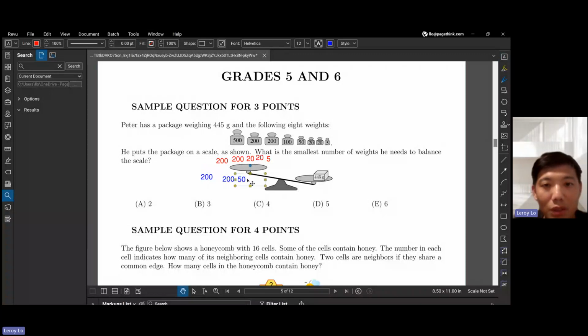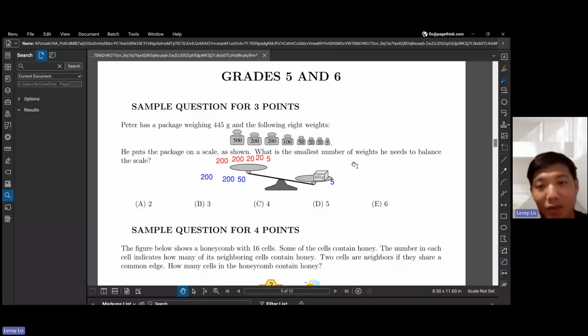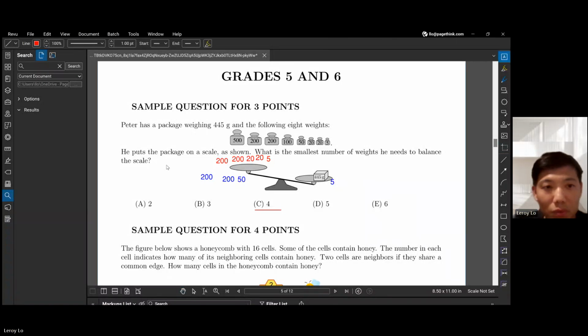So you may think, oh, okay, I got it now. Actually, in order to balance out, you can put some weight on the right side as well. If you can get the smallest number, you can count 1, 2, 3, 4. So we know now C is the correct number.